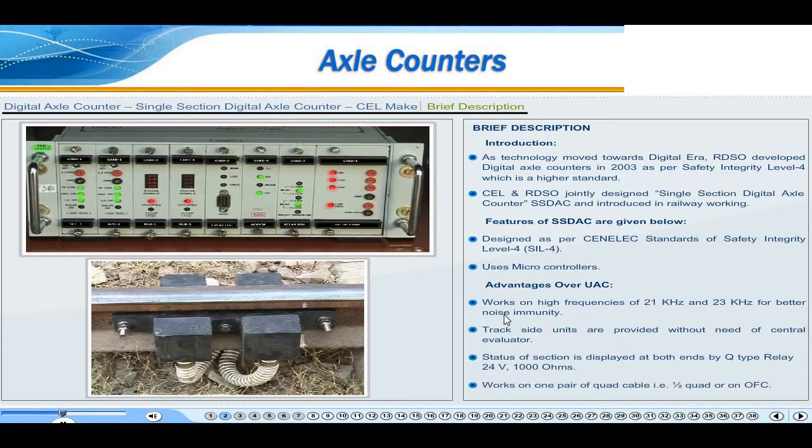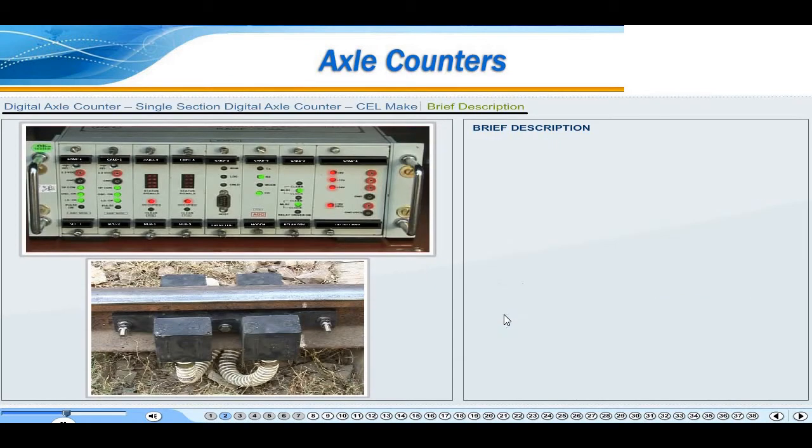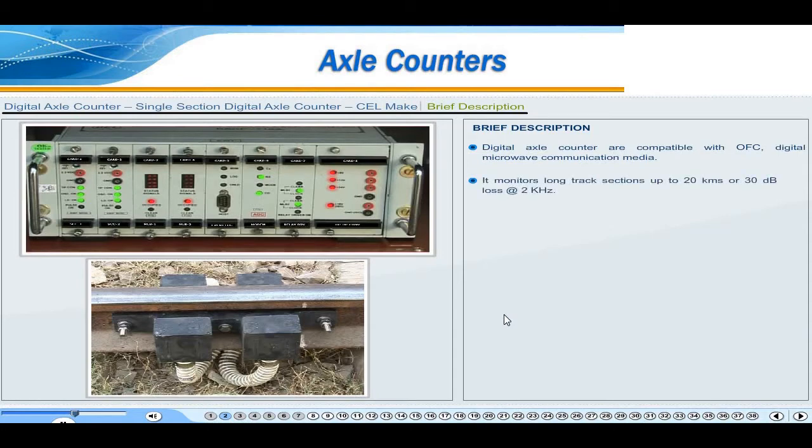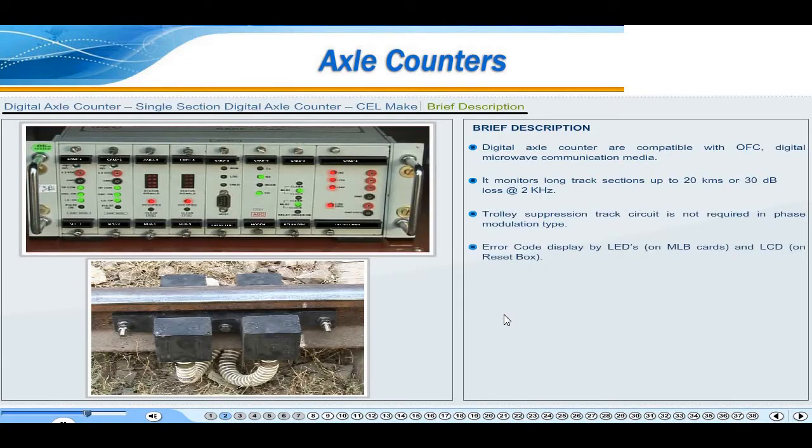Works on one pair of quad cable, that is half quad, or on OFC. Digital axle counters are compatible with OFC and digital microwave communication media. It monitors long track sections up to 20 km or 30 decibel loss at 2 kHz. Trolley suppression track circuit is not required in phase modulation type. Error code display by LEDs on MLB cards and LCD on reset box.